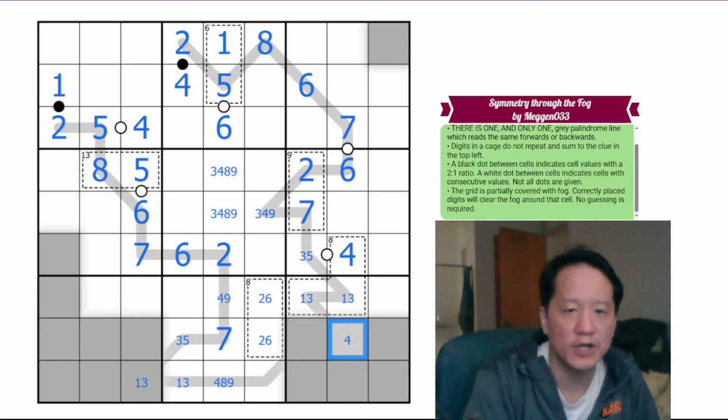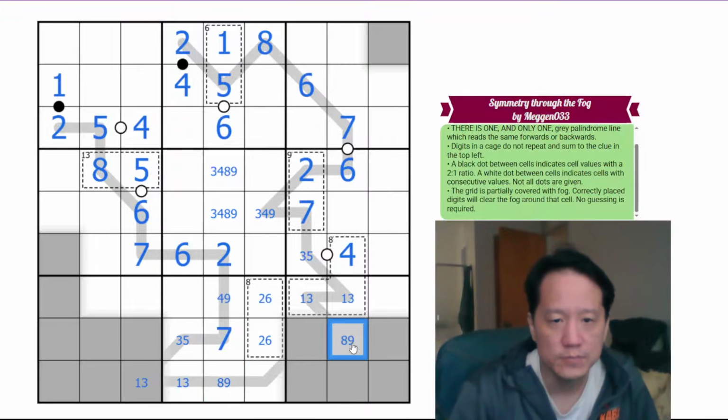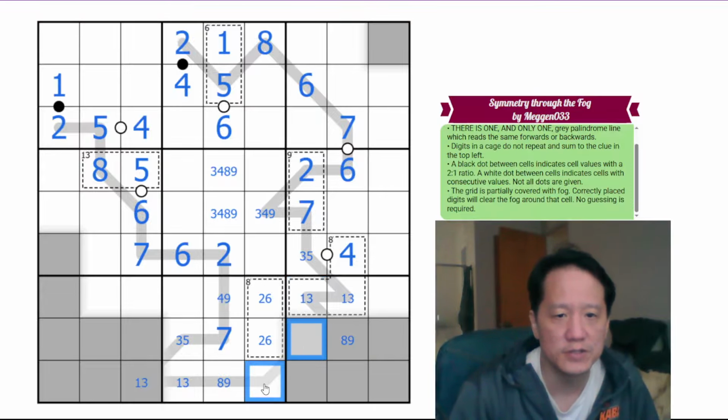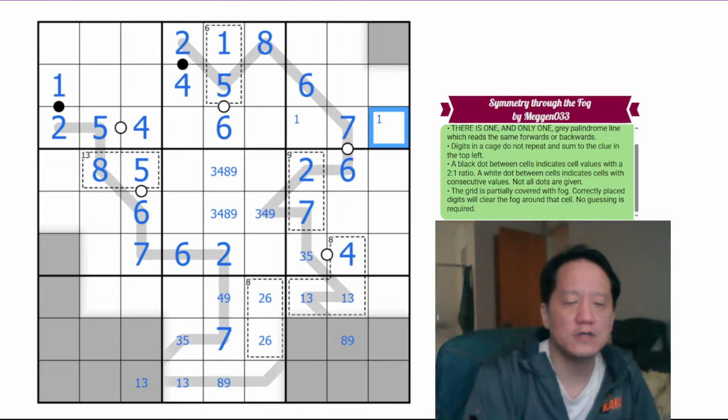This is 4, 8, and 9. It cannot be 4 because of 4 in the column, so this can't be 4 here. And we don't know where this goes. It could be that these are the same digit. It could be that they're different digits. Okay. 1 has to be one of these digits here.